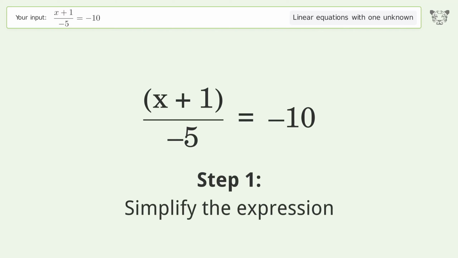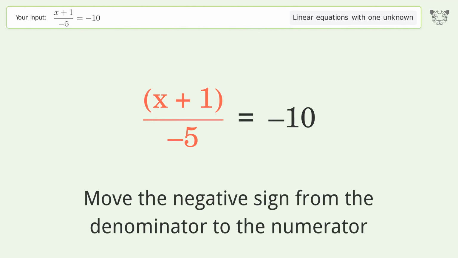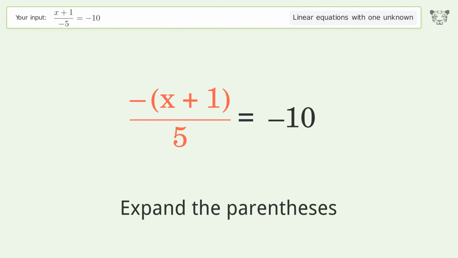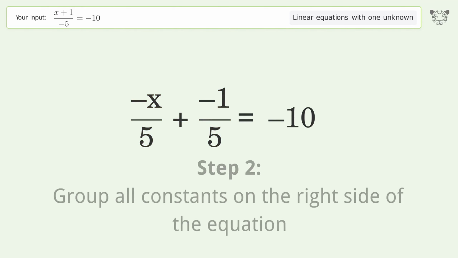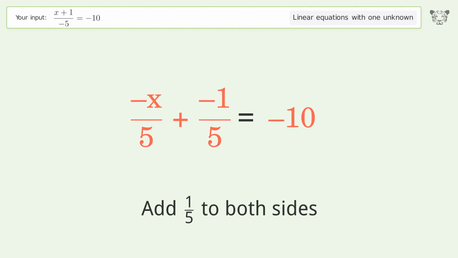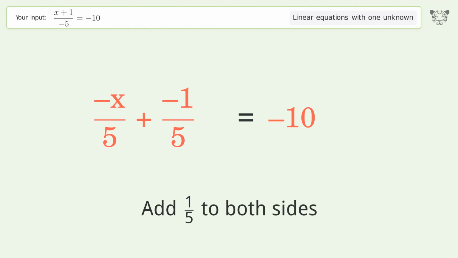Simplify the expression. Move the negative sign from the denominator to the numerator. Expand the parentheses. Break up the fraction. Group all constants on the right side of the equation. Add 1/5 to both sides.